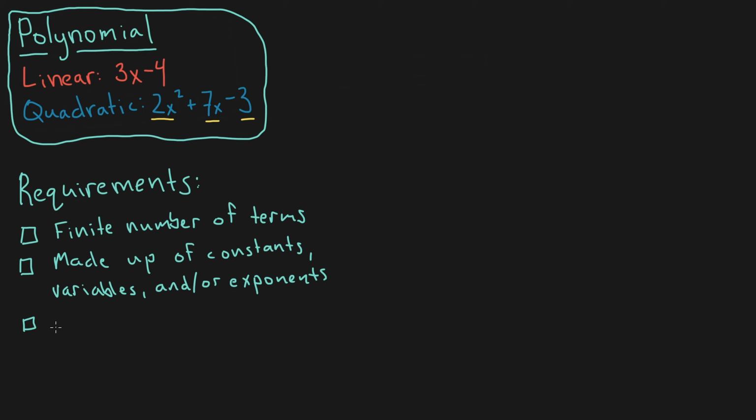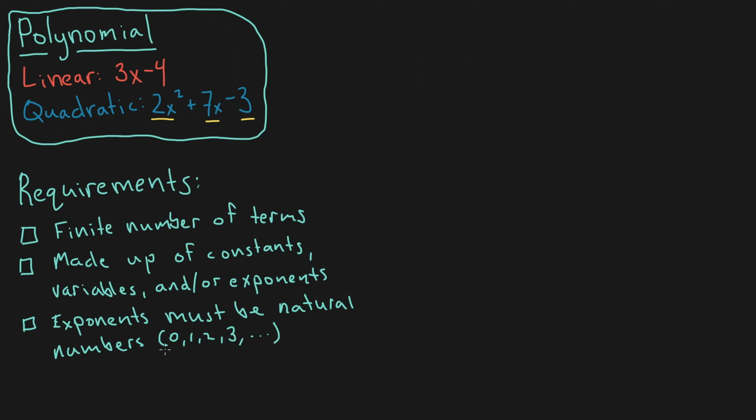The third requirement is that those exponents must be natural numbers. You may remember the natural numbers are, and for our purposes here, 0, 1, 2, 3, and so on. So we cannot have negative exponents. We cannot have fractional exponents. They must be either 0, 1, 2, 3, and on up from there.